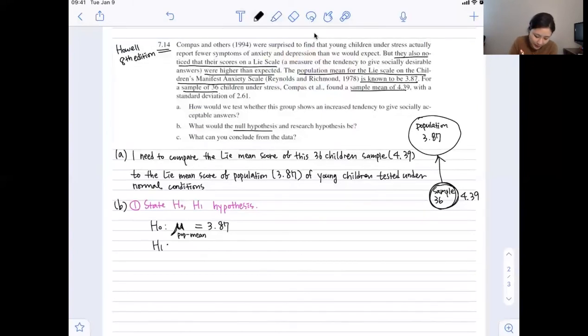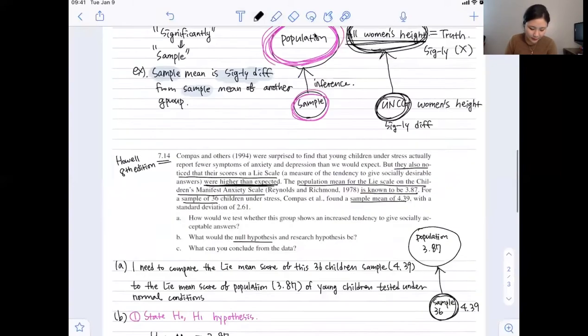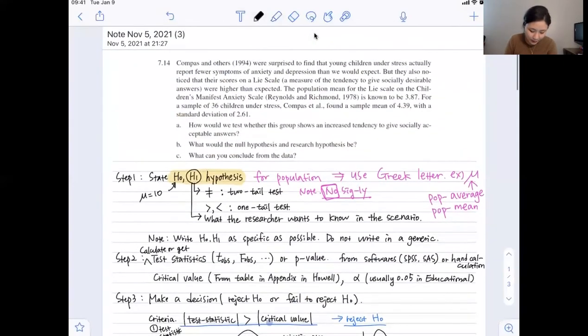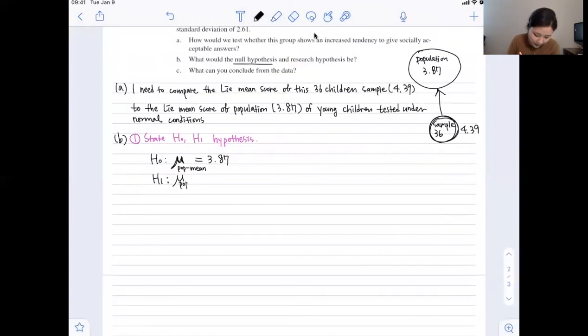My alternative hypothesis is, as I mentioned on the top, what the researcher wants to know in the scenario. In the scenario, the researcher wants to know whether the scores on the lie scale were higher than expected. So the population mean is greater than 3.87. So this is my alternative hypothesis and null hypothesis.